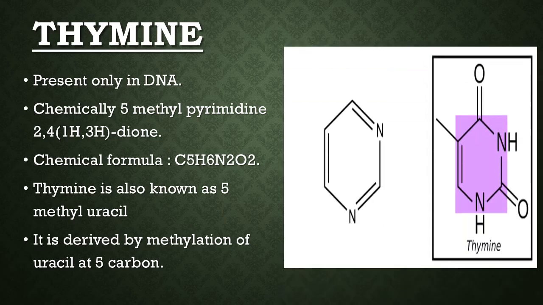Now let's have a look at the structure of thymine. As you can see very well, 2 ketone groups are present and it is a single ring compound. The chemical formula of thymine is C5H6N2O2. Thymine is also known as 5-methyl-uracil. 5-methyl-uracil means a methyl group is attached to the uracil, and it becomes thymine. It is derived from methylation of the uracil at the 5th carbon position.